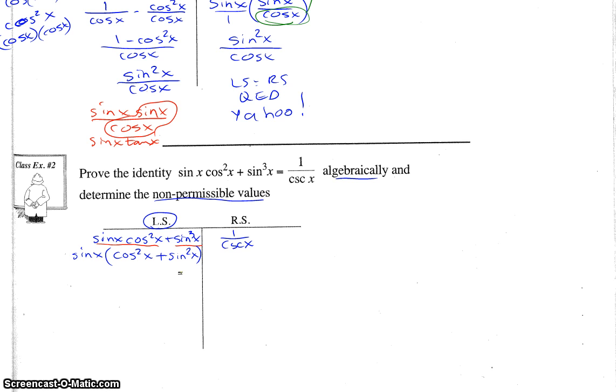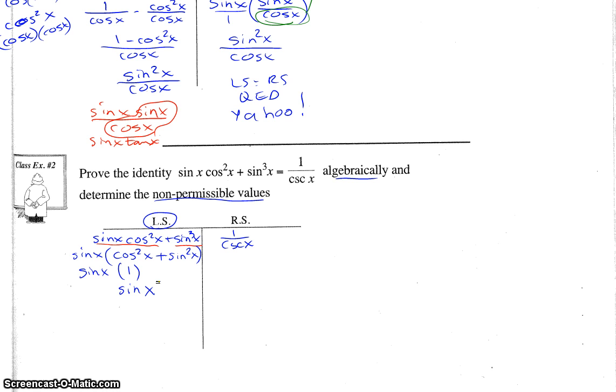Step 2, look for squared identities. This one is screaming at me. Cos squared plus sine squared is on your formula sheet under the squared parts, the Pythagorean identities. That equals 1. And there we go. We have, therefore, sine x times 1, so sine x.